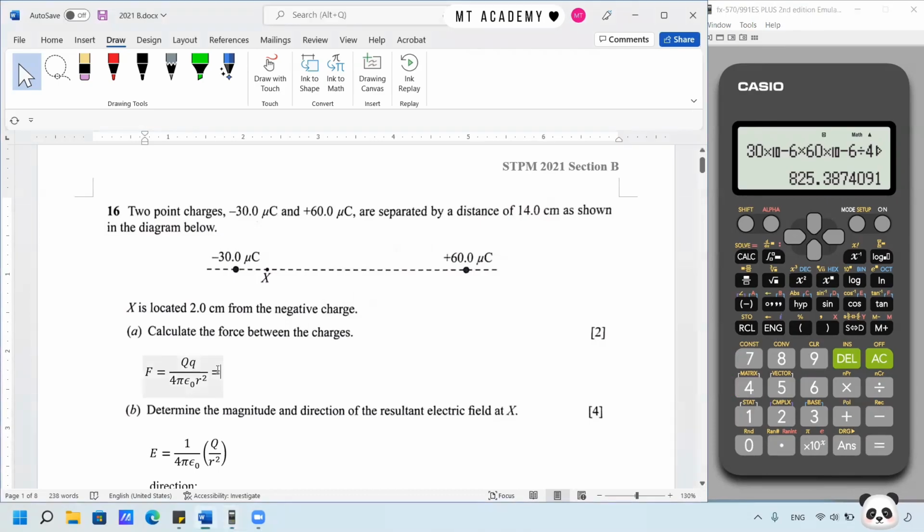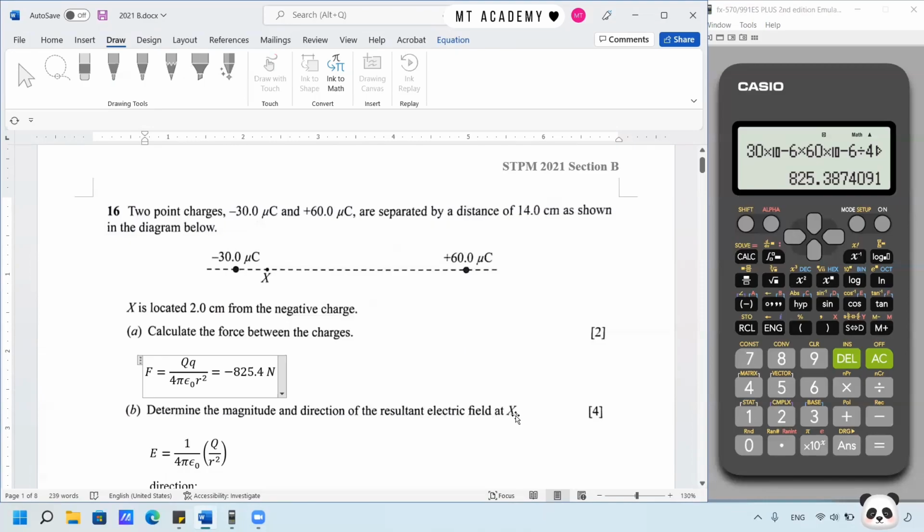So the answer here is equal to negative 825.4 Newton. The negative here reflects that the force is an attraction force. It is the force between a negative charge and a positive charge. Move on to B: determine the magnitude and the direction of the resultant electric field at X.